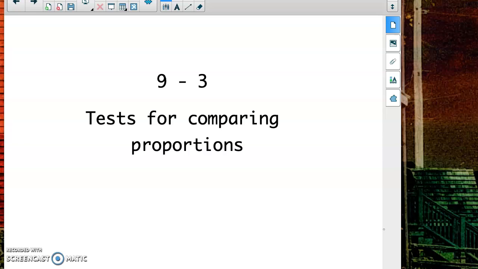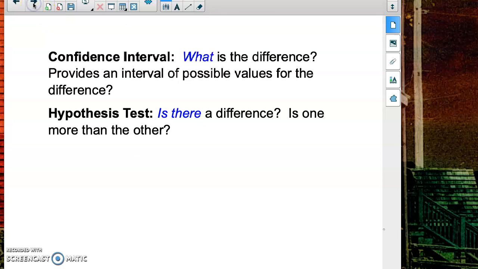Hi everyone, this is section 9-3, tests for comparing proportions. So, hypothesis tests for comparing two proportions.